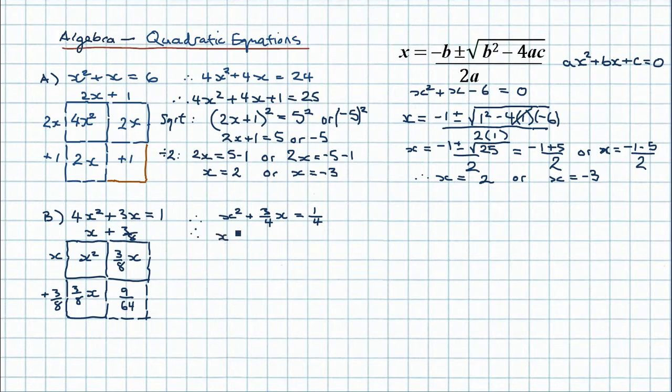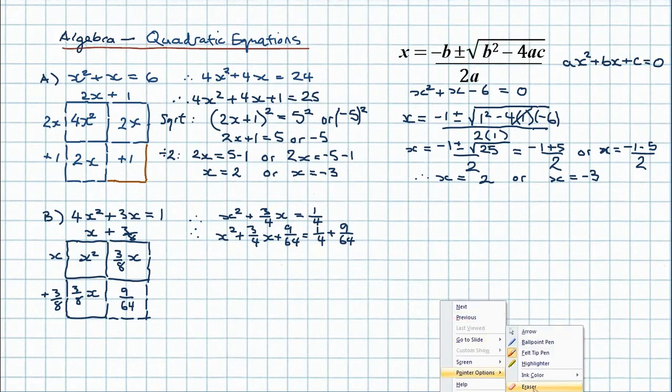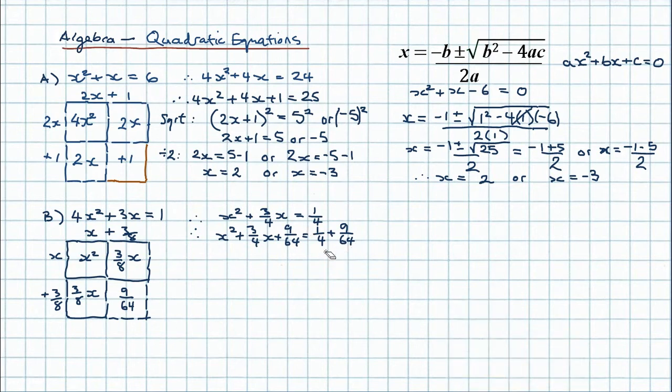So we rewrite this: x squared plus 3/4 x plus 9/64 now equals 1/4 plus 9/64. I think what I'll do straight away actually is just rewrite this. Let's use an eraser. Otherwise, it's going to look too complicated. I wouldn't normally use an eraser, but in the interest of space, and I don't want you to look at this and think, gosh, that looks horrendous. I'm just going to change that quarter there. That's all I'm going to do.